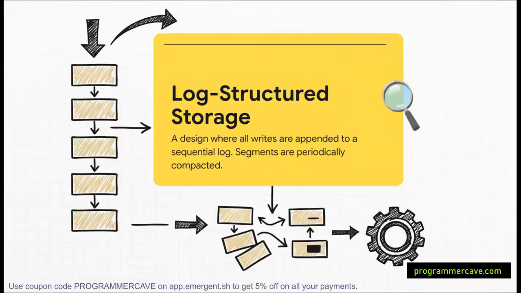The principle here is really simple, but it's incredibly powerful. You just turn all database writes, even if you're updating existing data, into these super fast sequential appends to a log file. Now, obviously, you can't let that log grow forever. So to prevent that, the database periodically runs this background process called compaction. It just cleans things up, merging the log segments together and throwing away any old, outdated, or duplicate data.